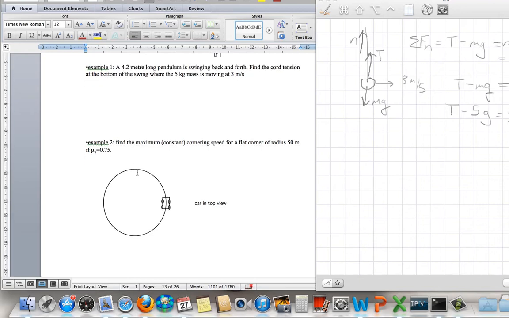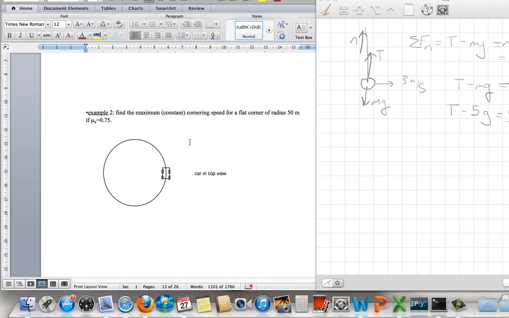Next, another circle problem. Here we've got a car driving around a circular corner. Now, in top view, the inwards force will be the force of friction. It's actually a force of static friction because the car's tires are at rest when the tires are on the ground. Consequently, that's static friction. We're given here the coefficient of static friction.